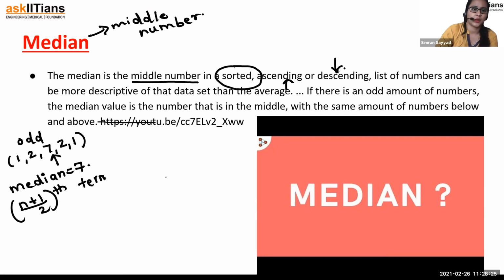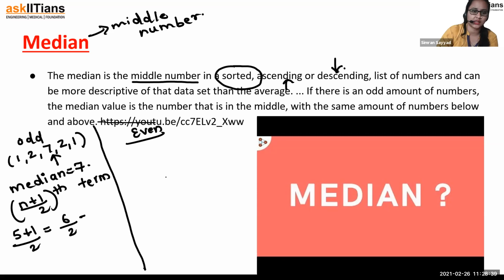Yes? Okay. So here we'll put a place for even. So what is N? 1, 2, 3, 4, 5. 5 plus 1 by 2, which is equal to 6 by 2, which is nothing but the third term. So the third term should be your median. This is first, this is second, this is third. Yes. The third term is the median.